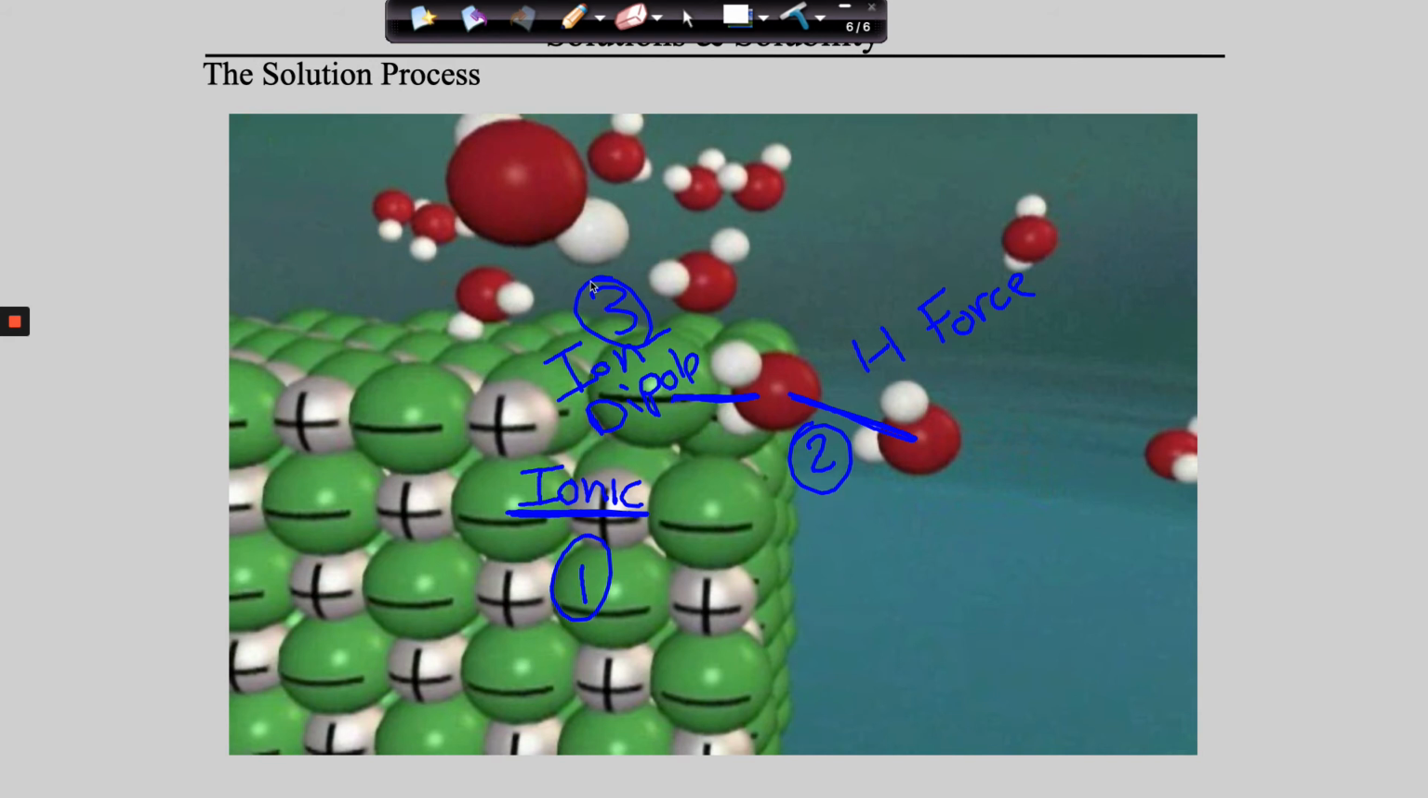So, guys, this is an ion dipole force, and we're going to call that force number 3. So we can now answer the question, why does salt dissolve in water? Because 3 is bigger than 1 plus 2. Guys, the reason that salt dissolves in water is because 3 is bigger than 1 plus 2.